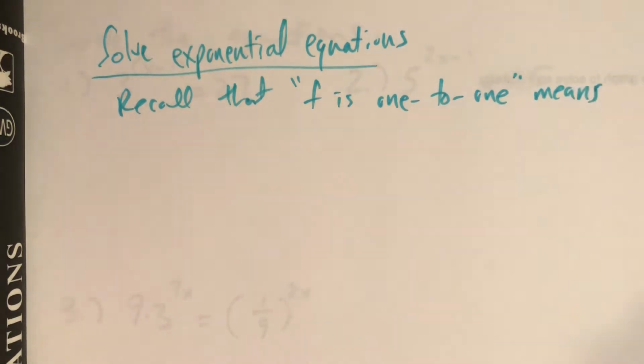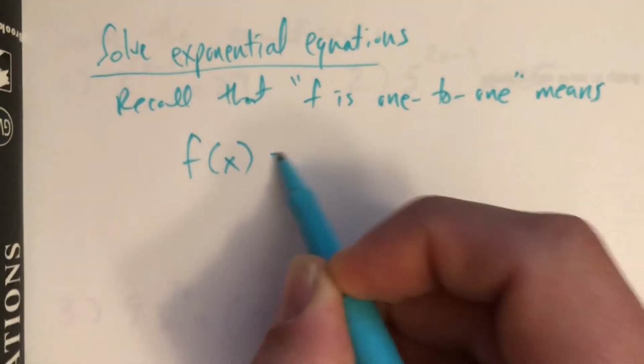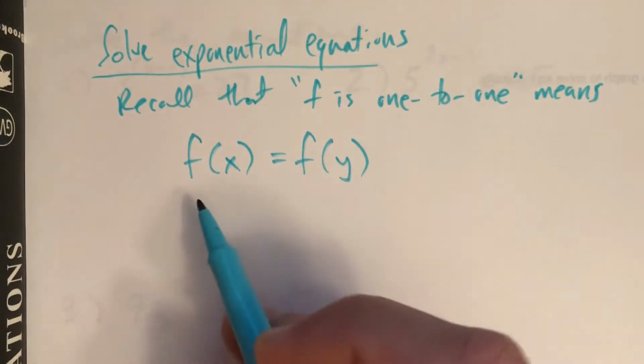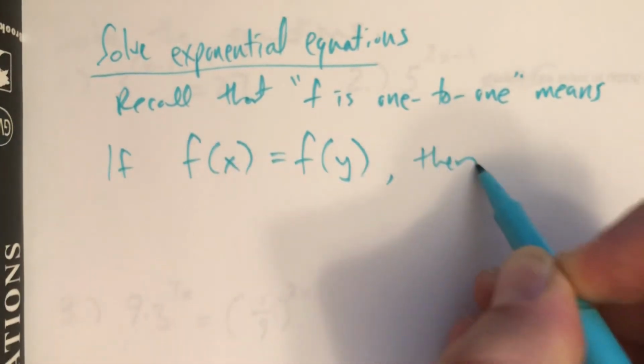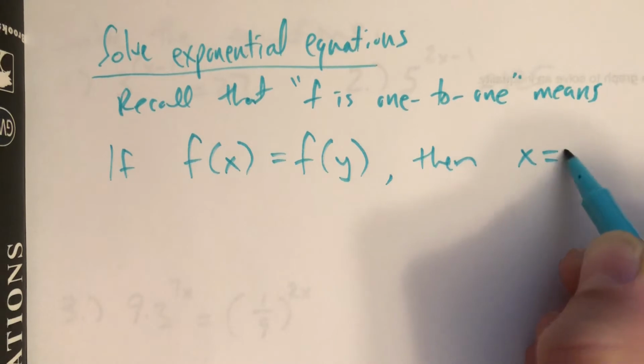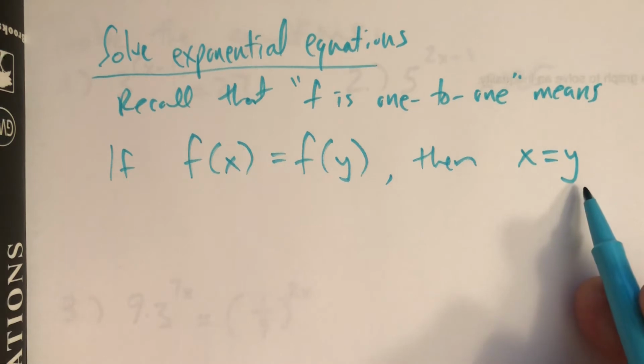One-to-one meant that there's a one-to-one correspondence between inputs and outputs for the function, right? So any two outputs from the function that are the same have to have the same input. With math stuff, we write it like this: if f of x equals f of y, then we have to have that their inputs were equal, right? If I've got two function values that have the same output, then that means the input had to be the same.